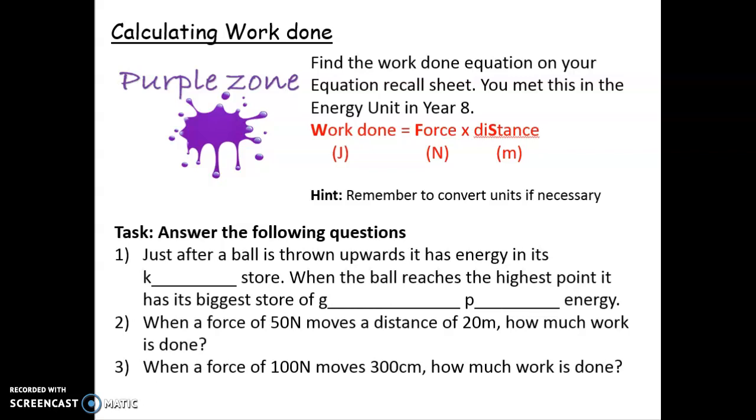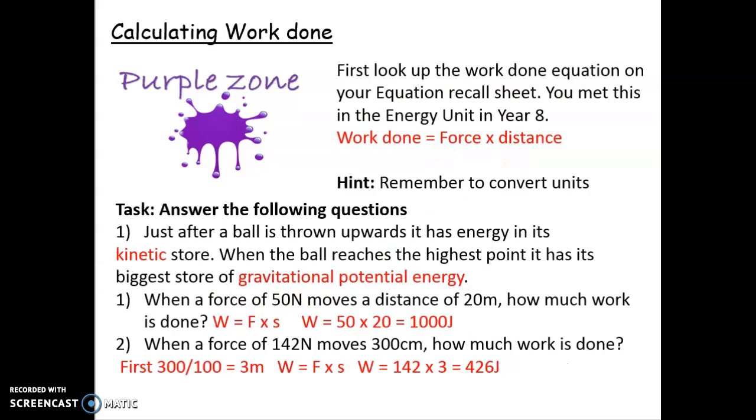Now when a force of 50 newtons moves a distance of 20 meters, how much work is done? Well, we multiply the force times the distance, so that's our 50 times our 20. Show me the working out, please. That's what I'd like to see. You can score your marks in the exam even if you make a mistake with the calculation in the end. Obviously there we get 1,000 joules.